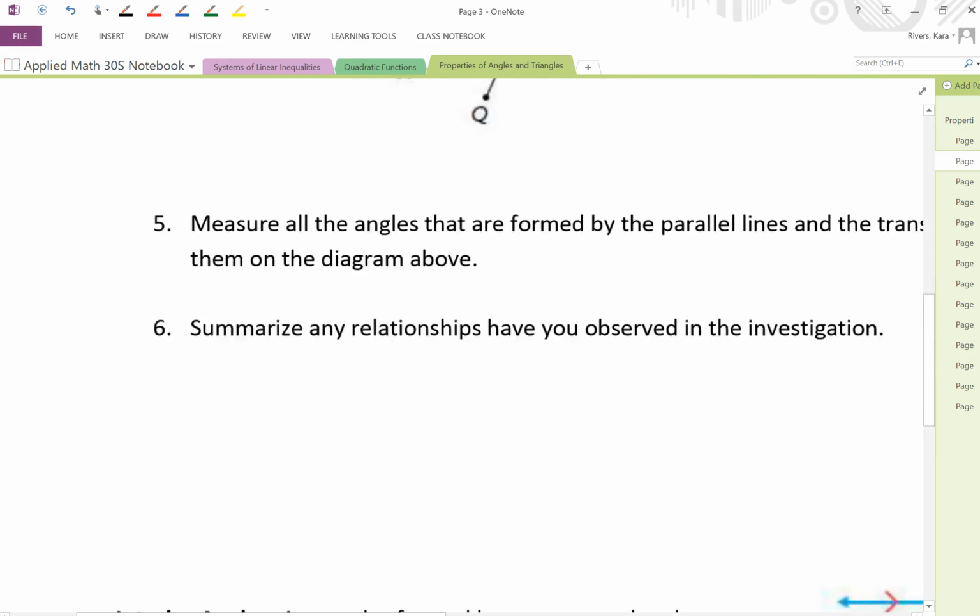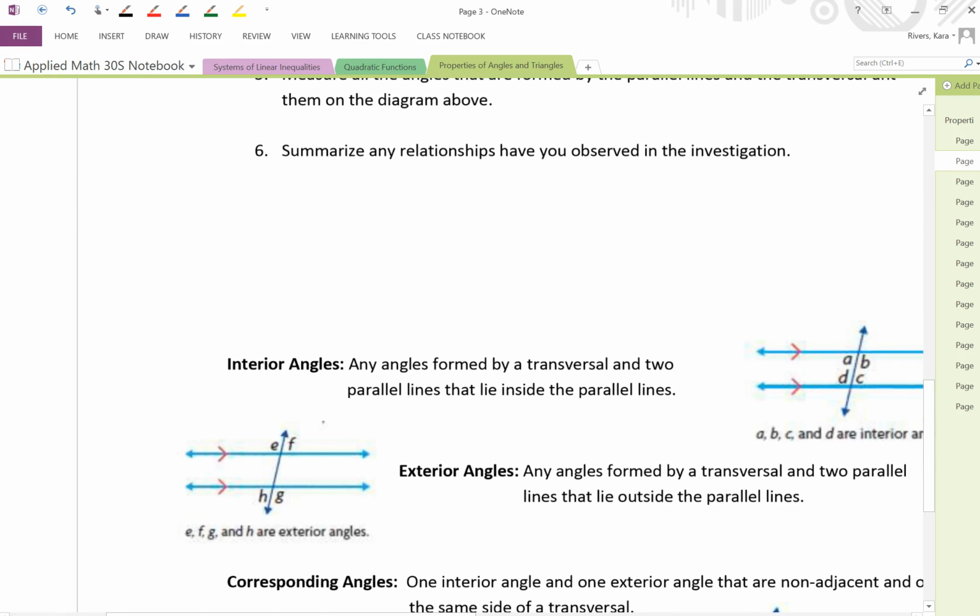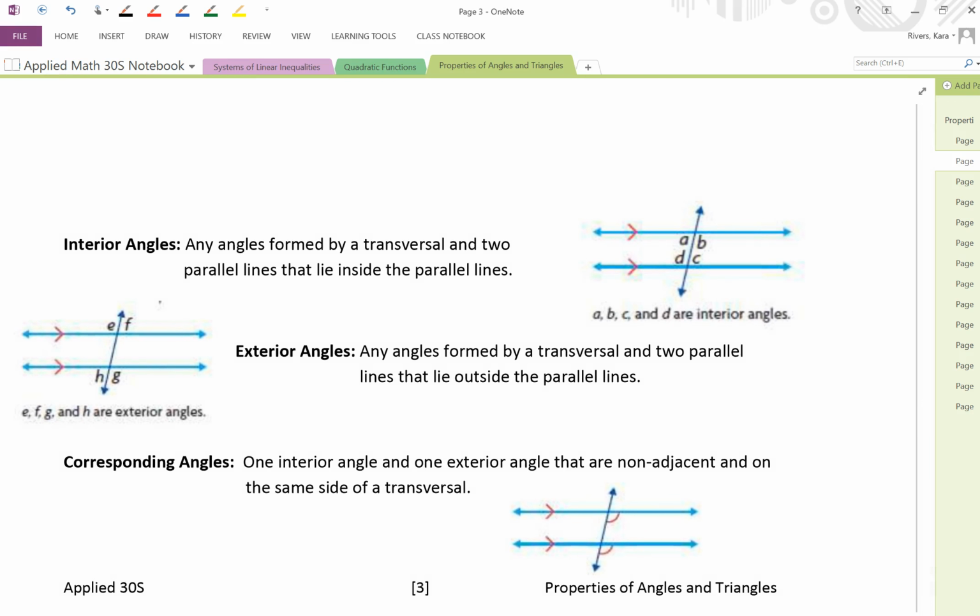So if we look down here to start, interior angles. So those are these 4 on the inside. Those 4 on the inside, it says any angles formed by a transversal. Remember, our transversal is this line. So those 4 angles were formed by our transversal and 2 parallel lines that lie inside the parallel lines. A, B, C, and D are called interior angles. Our exterior angles are out here. Any angles formed by a transversal and 2 parallel lines that lie outside.